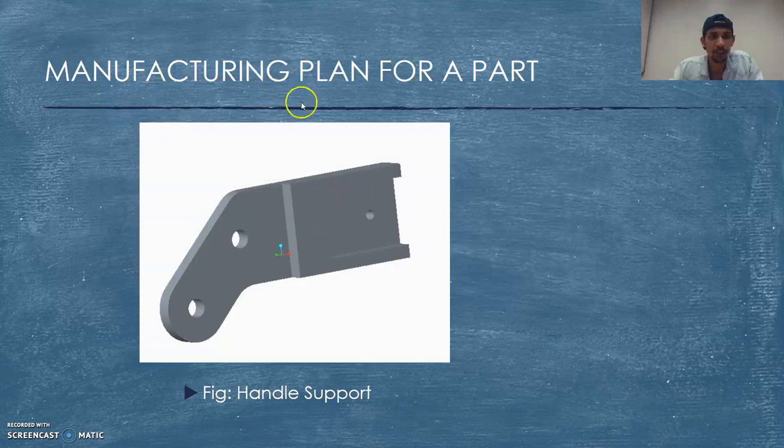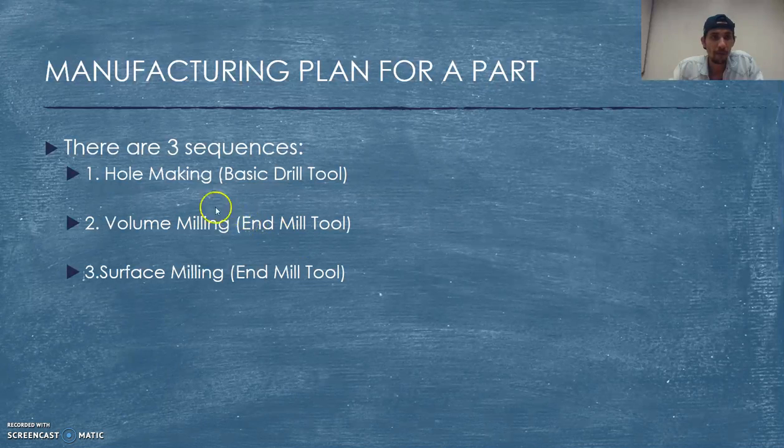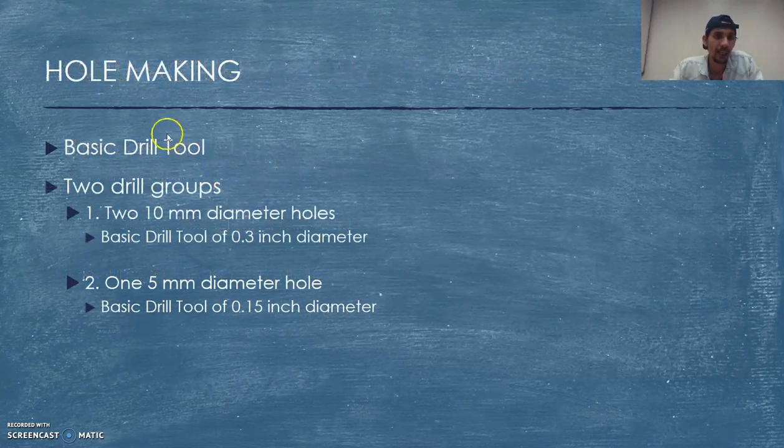The final thing done in this project was the preparation of the manufacturing plan. I chose the handle support for this. The manufacturing plan consists of three sequences: the first is hole making, the second is volume milling, and the third is surface milling. In the hole making sequence, two drill groups were created since there are three holes.